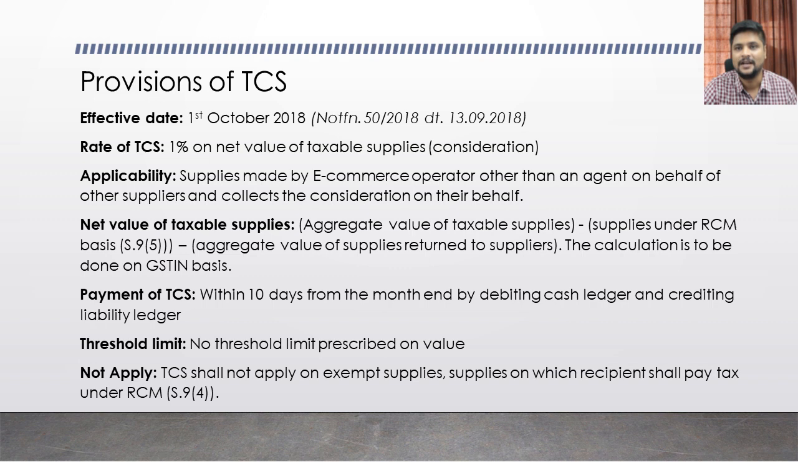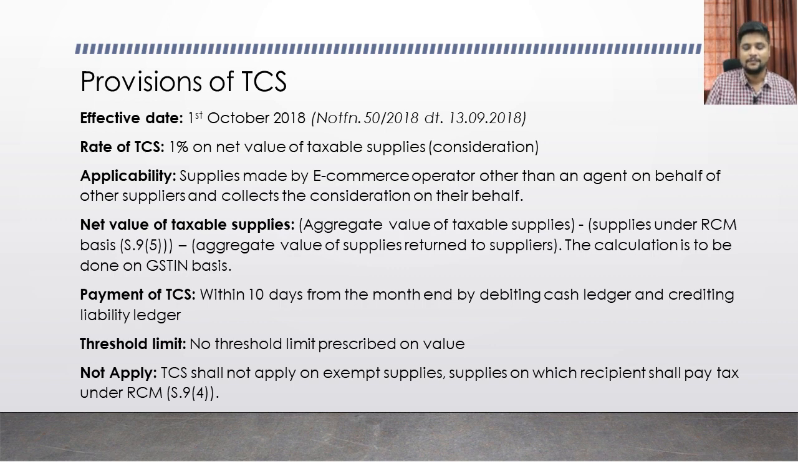Net value of taxable supplies is the aggregate value of total taxable supplies, that is, total supplies made by the supplier through the e-commerce operator to the recipients. From that total aggregate value, less supplies on which RCM is applicable. That is RCM under section 9 subsection 5, not RCM under section 9 subsection 4. 9 subsection 4 is recipient-based RCM, and this one is nature-of-supply-based RCM, which is 9 subsection 5. So supplies under 9 subsection 5 will be reduced from the aggregate total value of supply done through the e-commerce operator. The third one is the aggregate value of supply which is returned to the supplier itself.